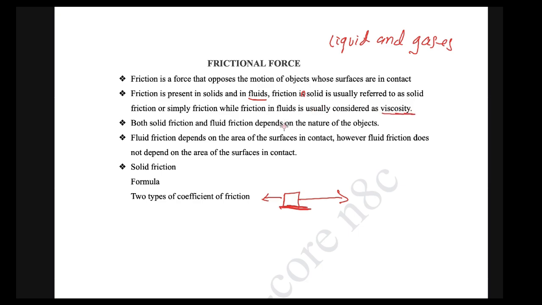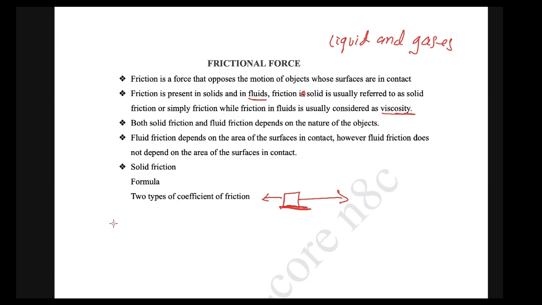Now understand that both solid friction and fluid friction depend on the nature of the object. What that means is that if you see a surface that is smooth, friction is going to be lower there compared to surfaces that are rough. So friction depends on the nature of the surface.